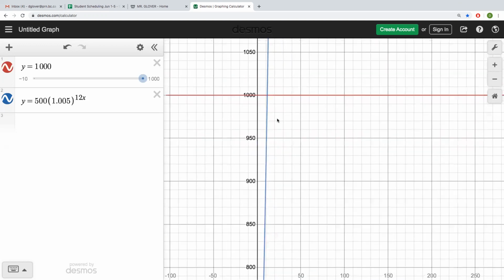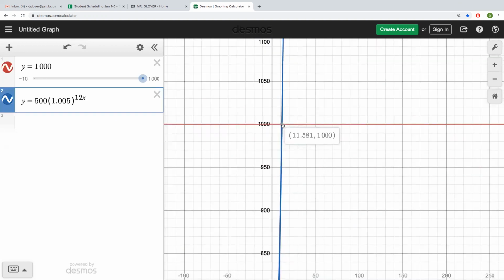1,000 is where they're going to meet. Right here is where they're going to meet. So 11.581 is the exact point in time when you'll double your money. So 11.581 years, slightly less than 12. So the rule of 72 is not exact, and it's going to depend on things like how frequently your money is compounding, but it's a good estimate. We guessed 12, and the answer was 11.6.